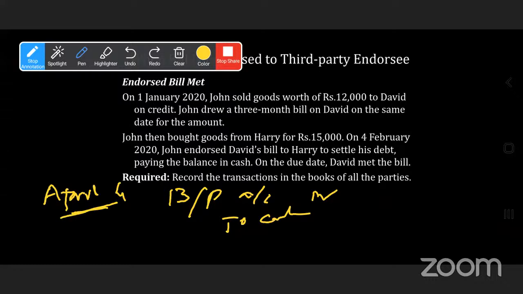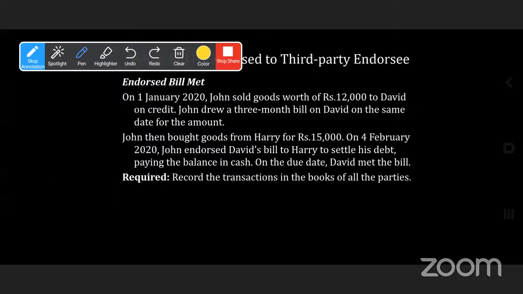So these are the entries you have to pass in the journal of David. Now you have to pass journal entries in the books of Harry. You have to pass journal entries in the books of all the parties. We have passed journal entries in the books of John and David. Now we have to pass the journal entry in the book of Harry.